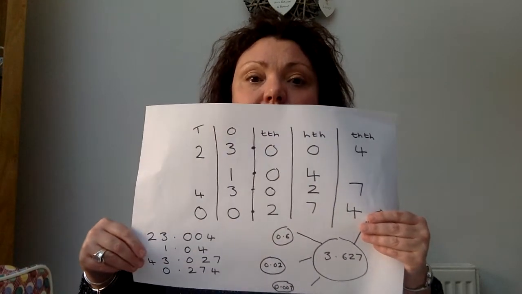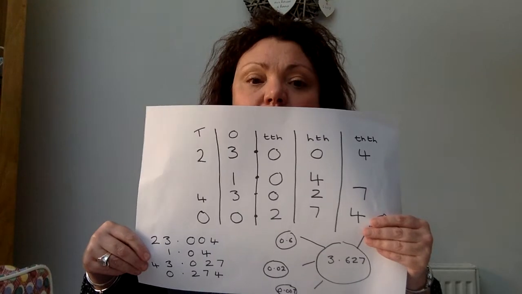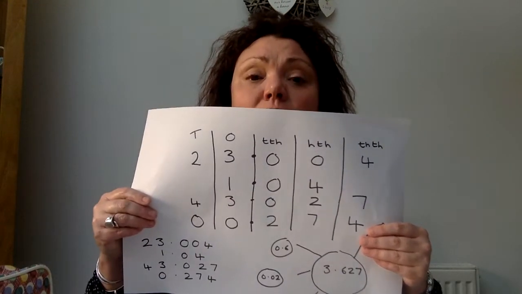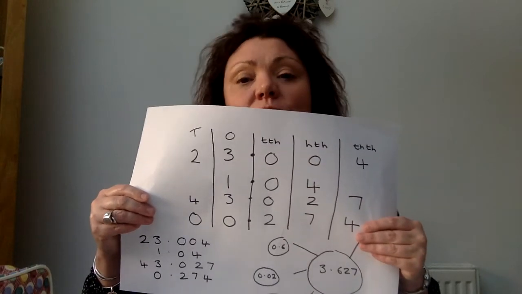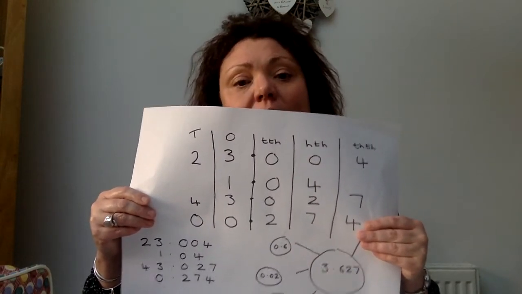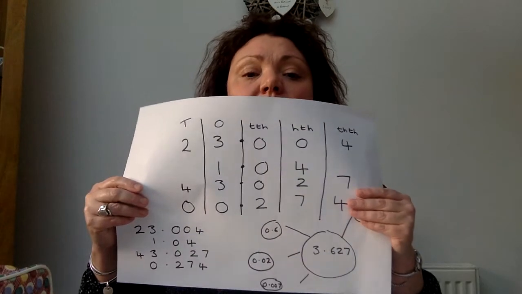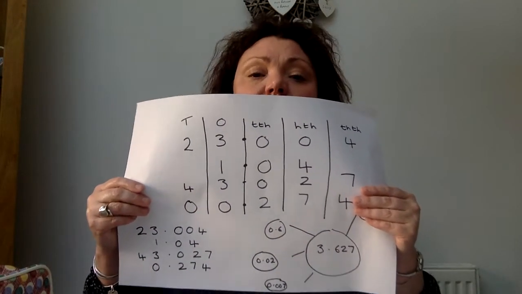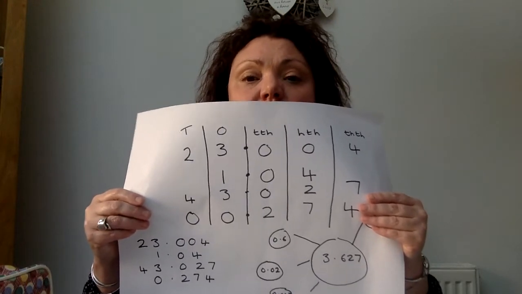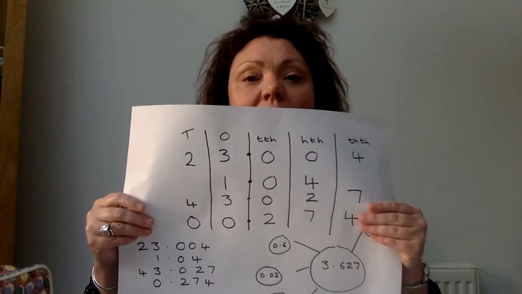Yet again, we've got a big number here, 43, 4 tens, 3 ones. 0.0, we've got no tenths then. And we've got 2 hundredths and we've got 7 thousandths. Okay, and then we've got 0.274 where we've got no ones, we've got 2 tenths, we've got 7 hundredths and we've got 4 thousandths.